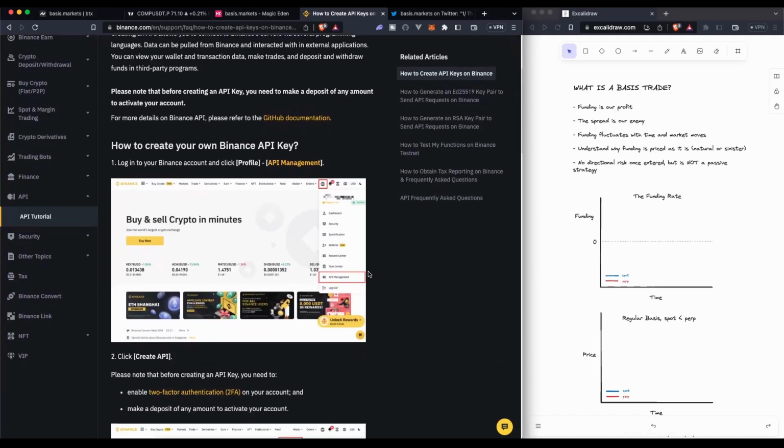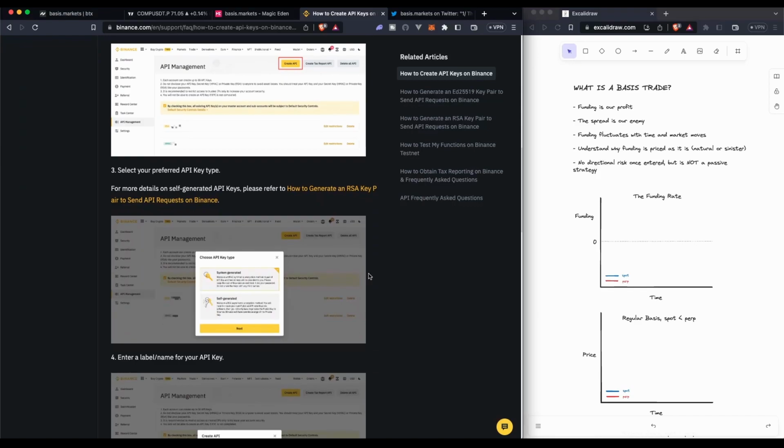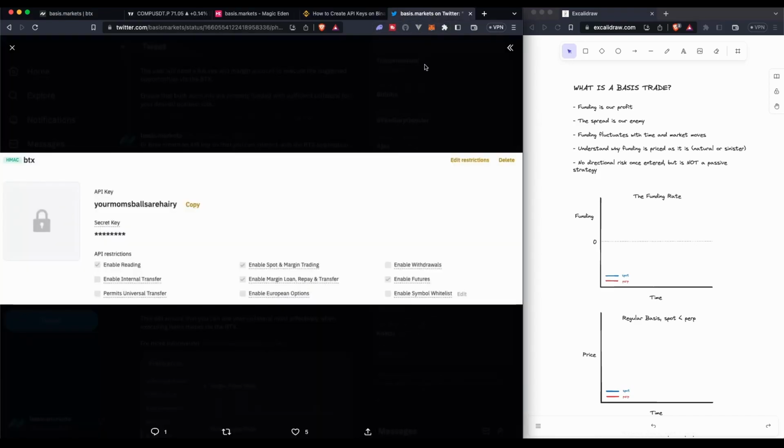Once you've got your API keys from Binance, you can head over and put them into the BTX, and that's quite simple. The most important thing with the API key creation is that you enable these parameters here. So enable reading, enable spot and margin trading, enable margin loan, repay and transfer, and enable futures as well.